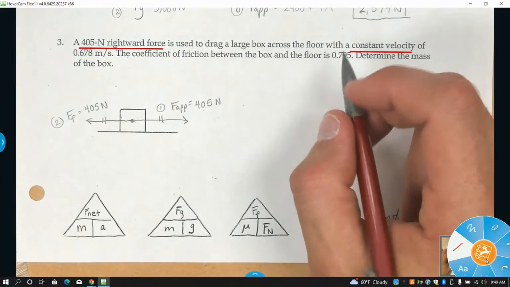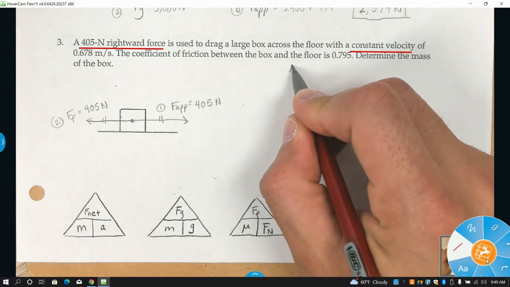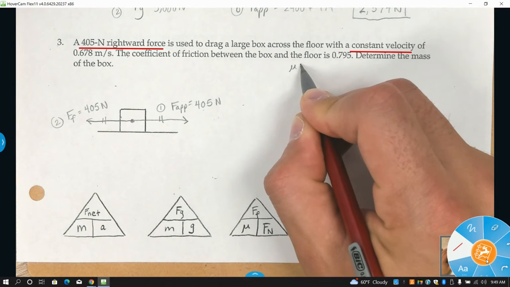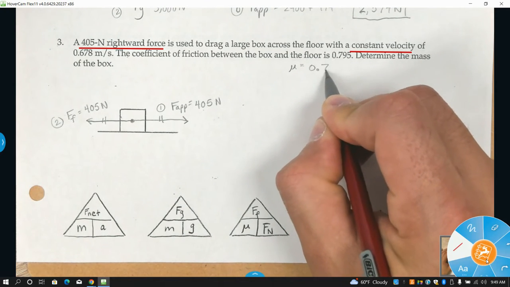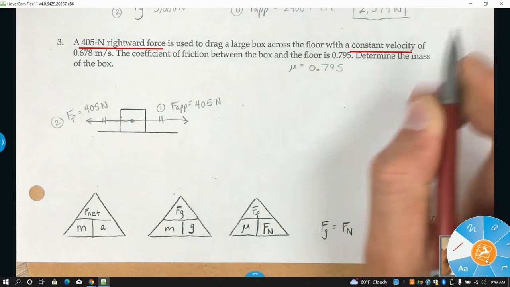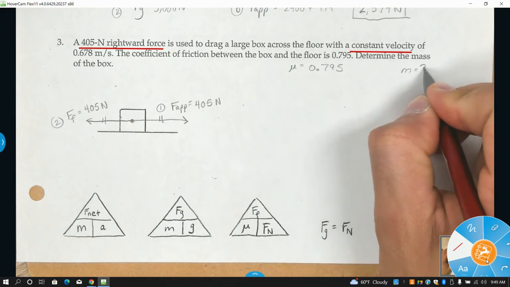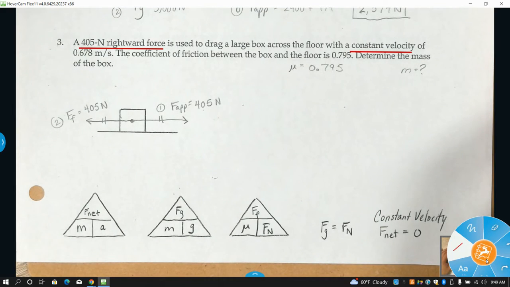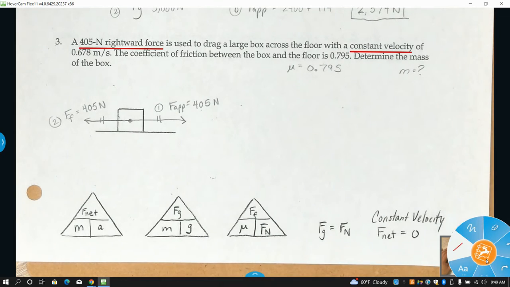Cool. So then what else are we left with? We're left with coefficient of friction is 0.795, and they want mass. What is the equation for mass? Okay, well, I have mass in 2 equations. I have one here and one here. So it's Fg over gravity. Fg over g? Yeah.